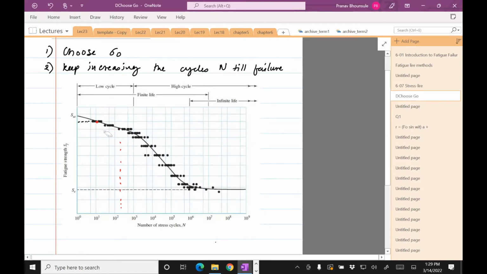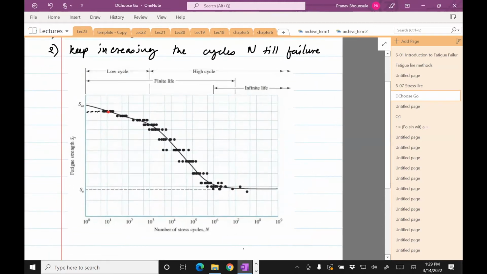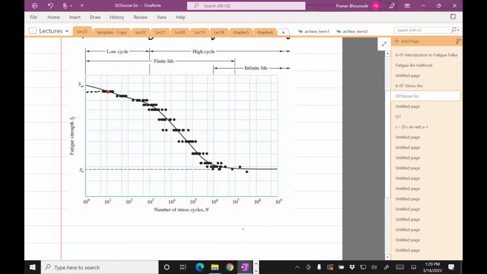So once you generate this curve, you can now start using this curve for a different design, but the same material because this is specific to the material. So you have to do the same test for a different material. This is, I think, for steel.